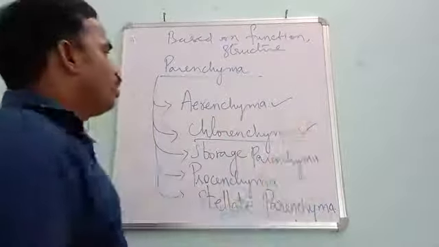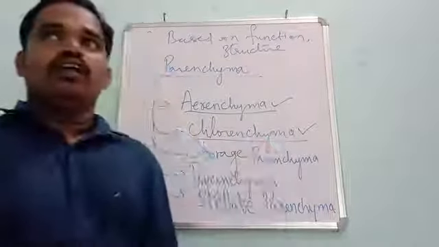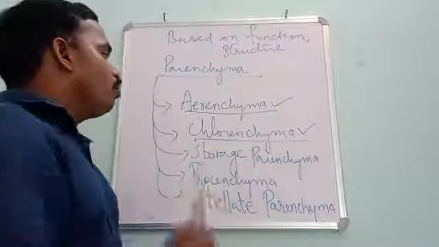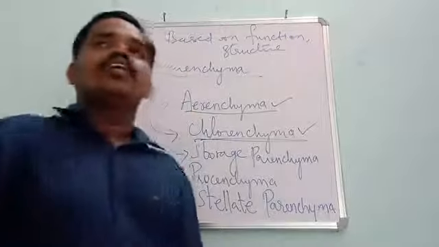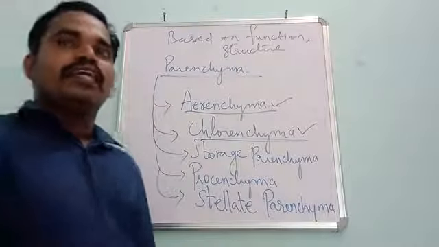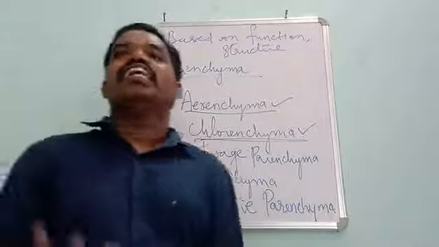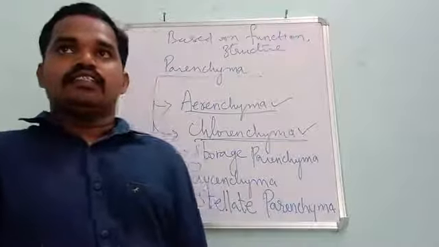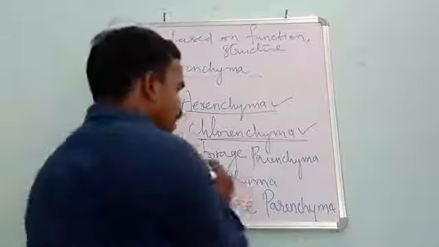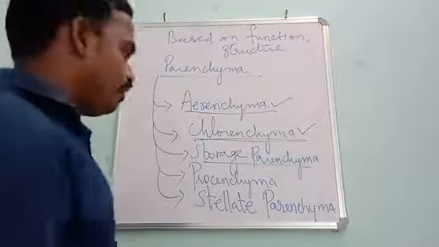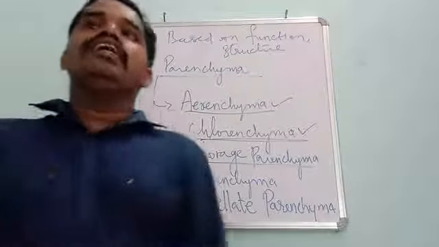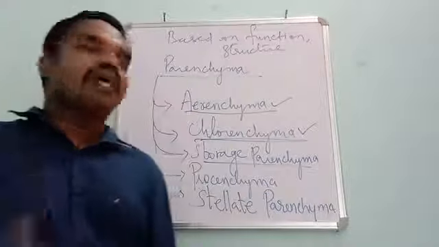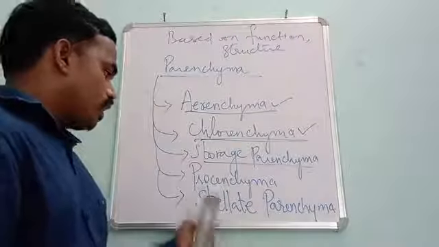Certain parenchyma do the role of making the plant float on the water. Certain parenchyma are involved in photosynthesis. They are known as chlorenchyma. Certain parenchyma store food material like starch, fatty acids, proteins, all these things. So they are involved in the storage activity. Certain parenchyma give mechanical support.